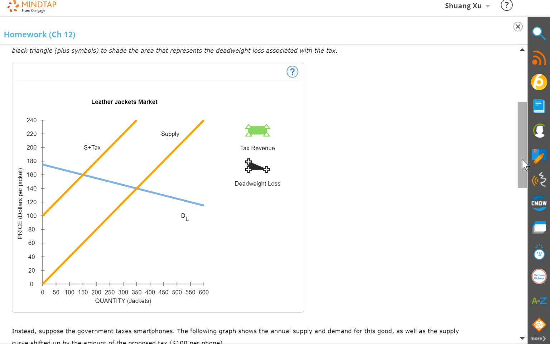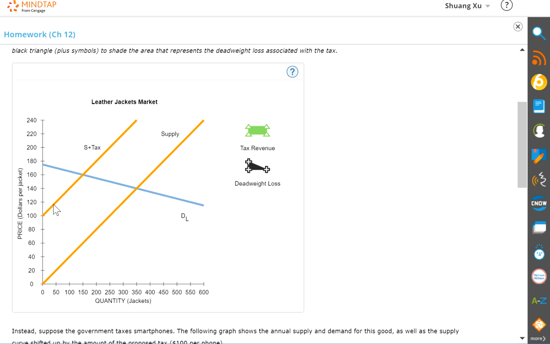Now, when you look at a graph like this, the first thing you're going to look for is where the new equilibrium is. So this S curve here, the orange supply curve, is the old supply curve. This is your demand curve, that's blue. When you have a tax on the seller, you shift the supply curve to the left, okay? So this is our new supply curve with a tax.